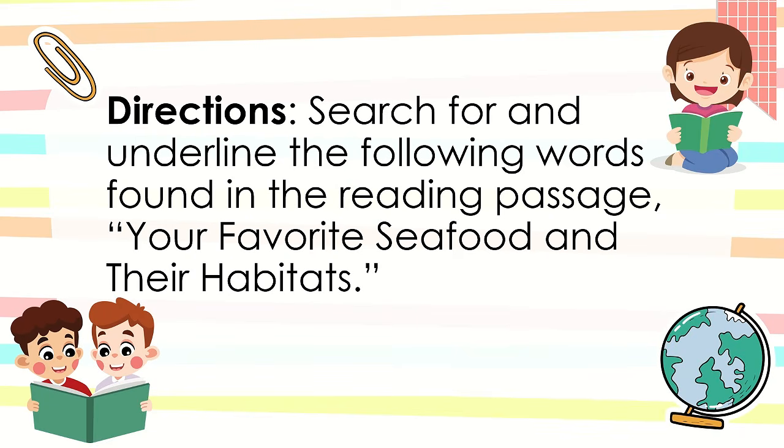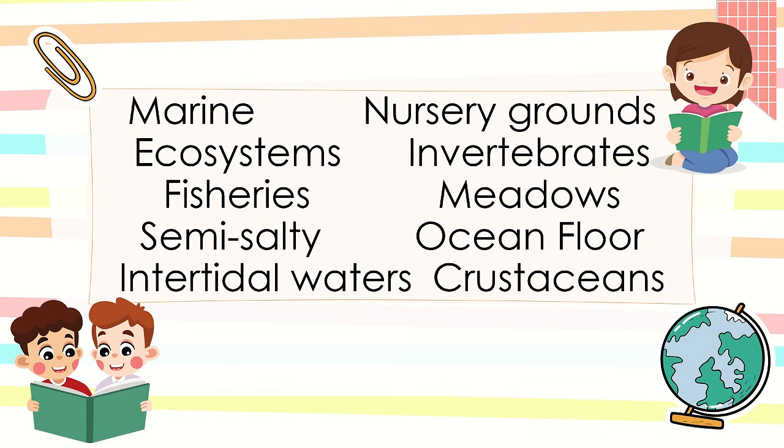Search for and underline the following words found in the reading passage, your favorite seafood and their habitats. Here are the following words: marine, ecosystems, fisheries, semi-salty, intertidal waters, nursery grounds, invertebrates, meadows, ocean floor, and crustaceans.